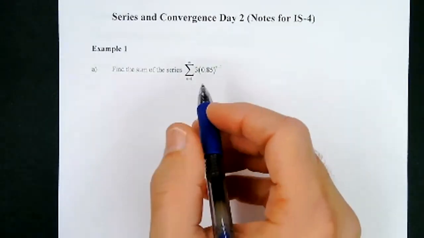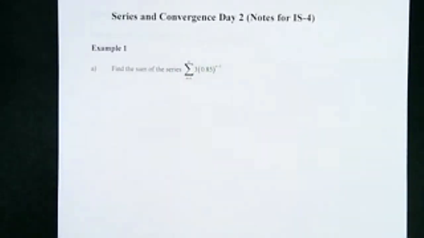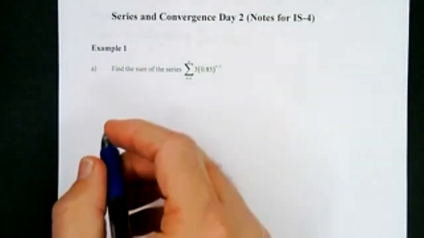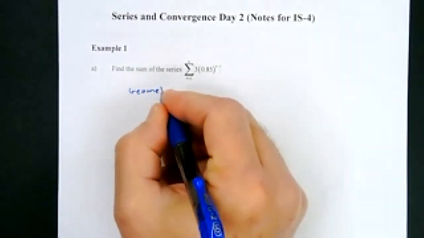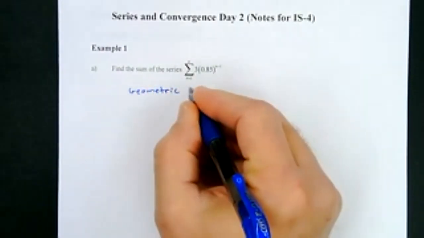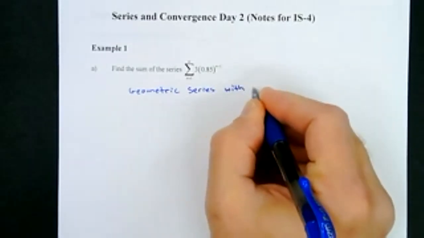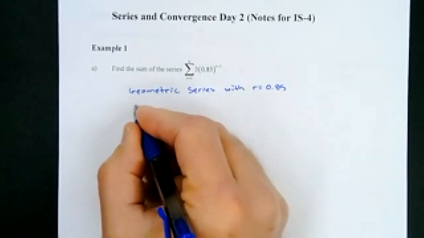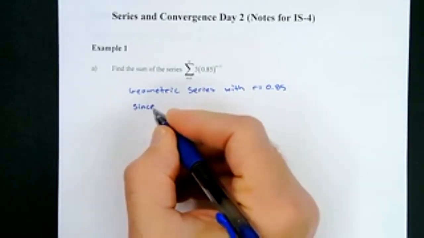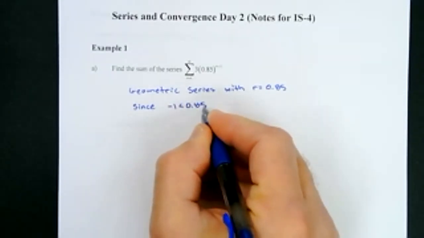And we also look at what are we multiplying by each time? 0.85. Now that's between -1 and 1, so that means it has to converge, okay? And so we would say this is a geometric series with r equal to 0.85. And then since, and we need to write it up like this, okay, so since -1 is less than 0.85 is less than 1.